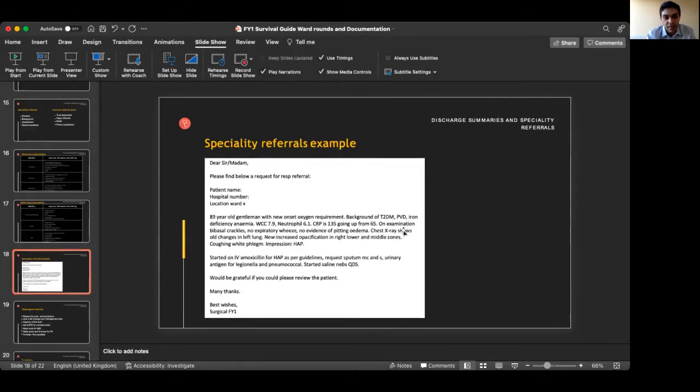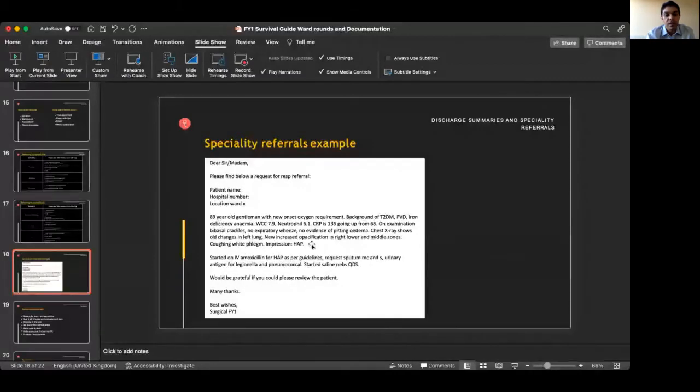So on auscultating the chest, I heard bibasal crackles with no wheeze and no evidence of pitting edema. So this tells Nihal this is more likely a respiratory condition and not heart failure, because there's no signs of pitting edema. This patient has also had a chest X-ray, which showed no changes in the left lung, but increased opacification in the right lower and middle zones, and this patient is coughing up white phlegm.